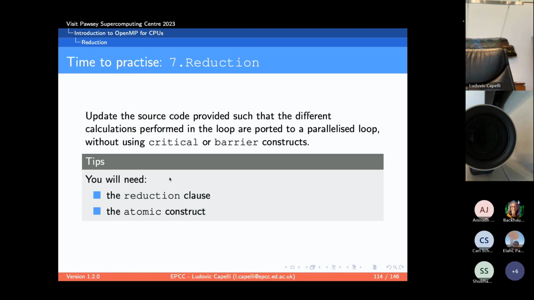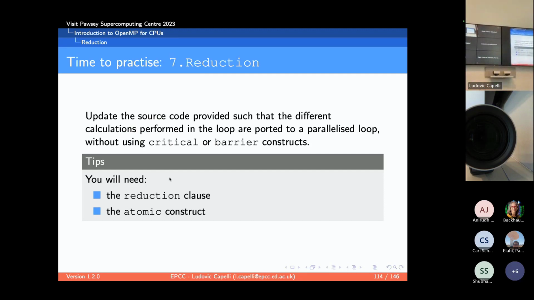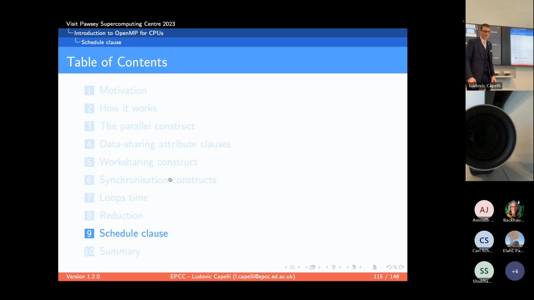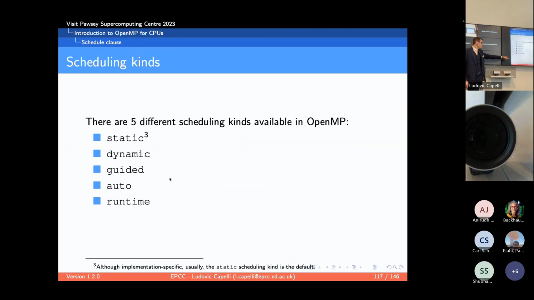So now actually we're going to deal with performance. So far we were only taking care of correctness, how to do something so that it's correct. Now we know how to tackle loops, iterations. We need to think about performance, which is why we mentioned schedule. The schedule clause, which is a clause as well, so you put it at the end of your for or do directive, will indicate how the iterations are going to be distributed to the different threads. You have multiple scheduling types available, which we're going to see.